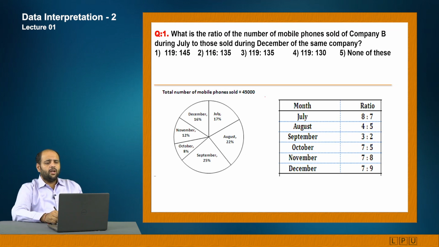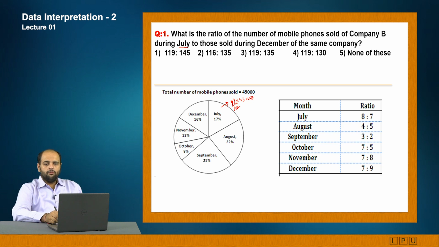He is asking: what is the ratio of the number of mobile phones sold of company B during July? So first of all we have to take July. July is equal to 17% of this, so that means 17 by 100 into 45,000. As you can see, the double zeros will be cancelled out, so the value will be 17 into 450.